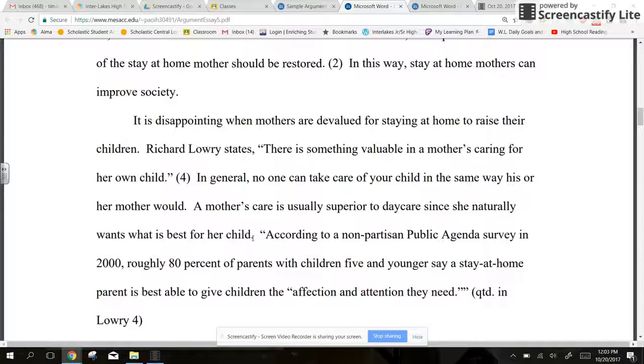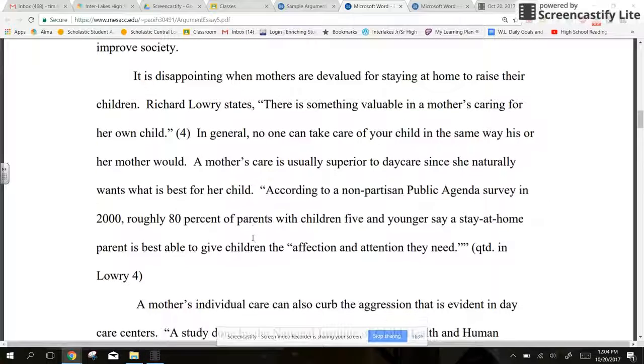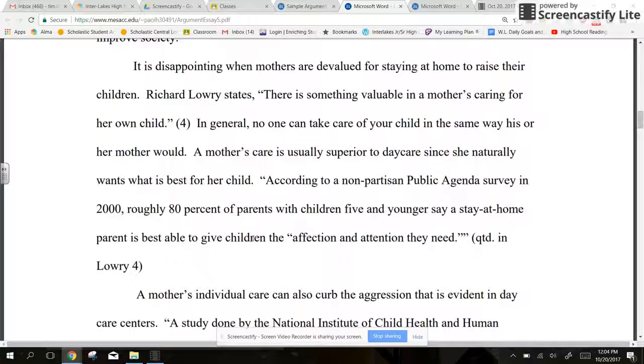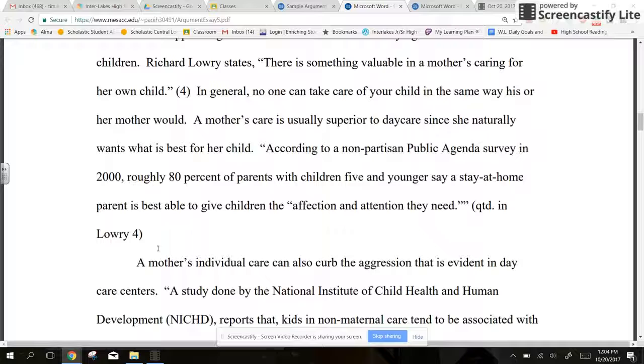According to a nonpartisan Public Agenda survey in 2000, roughly 80% of parents with children 5 and younger say a stay-at-home parent is best able to give their children the affection and attention that they need, as quoted by the source. Nicely played. One of the things that I would do as a writer is offer an interpretation right after the quote, to give it another context and bring it back to the point. But this was a nicely chosen quote.